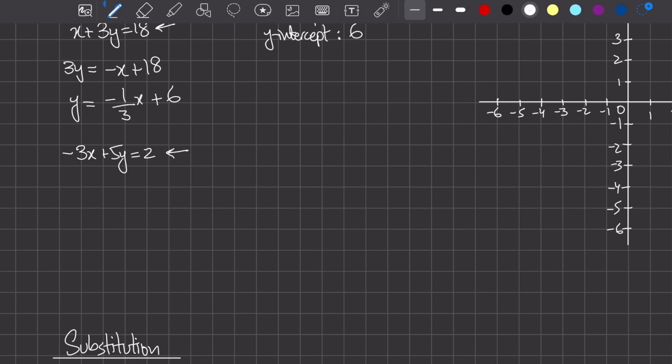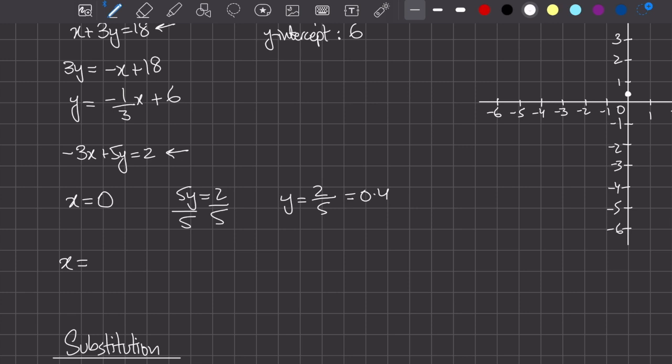Let's find the points for this using a different method. Let's just choose two values of x and plug them in one by one to find the corresponding y values. We first plug in x equals 0. This gives us 5y equals 2 as the first term goes to 0. Then we divide both sides by 5, which gives us y equals 2 over 5, which is 0.4 in decimal. Our first coordinate is 0, 0.4.